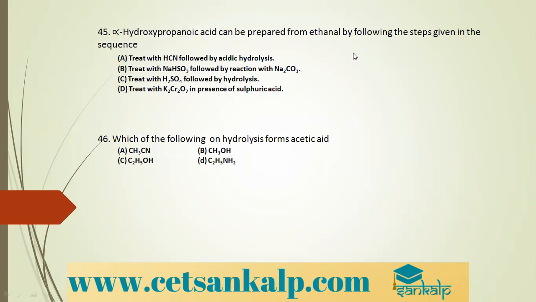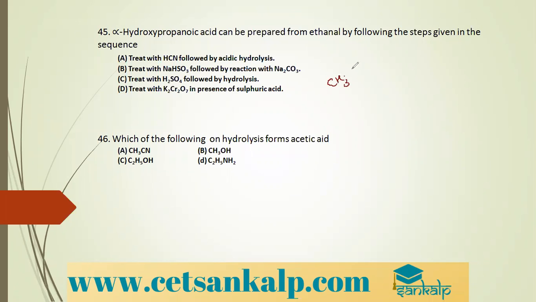Okay. Moving to the next question. Alpha hydroxy propanoic acid can be prepared from ethanol by following the steps given in the sequence. So you want to prepare alpha hydroxy propanoic acid. How is it prepared? Which steps are correct? Treat with HCN followed by acid hydrolysis. Treat with NaHSO3 followed by reaction with Na2CO3. Treat it with H2SO4 followed by hydrolysis. Treat with K2Cr2O7 in presence of sulfuric acid.